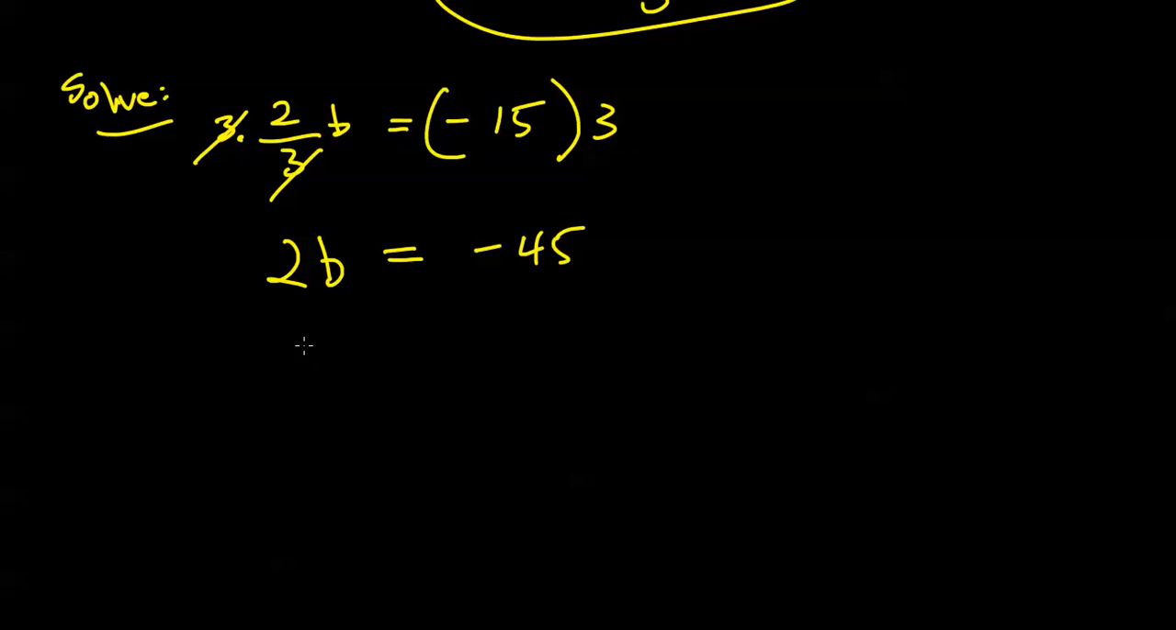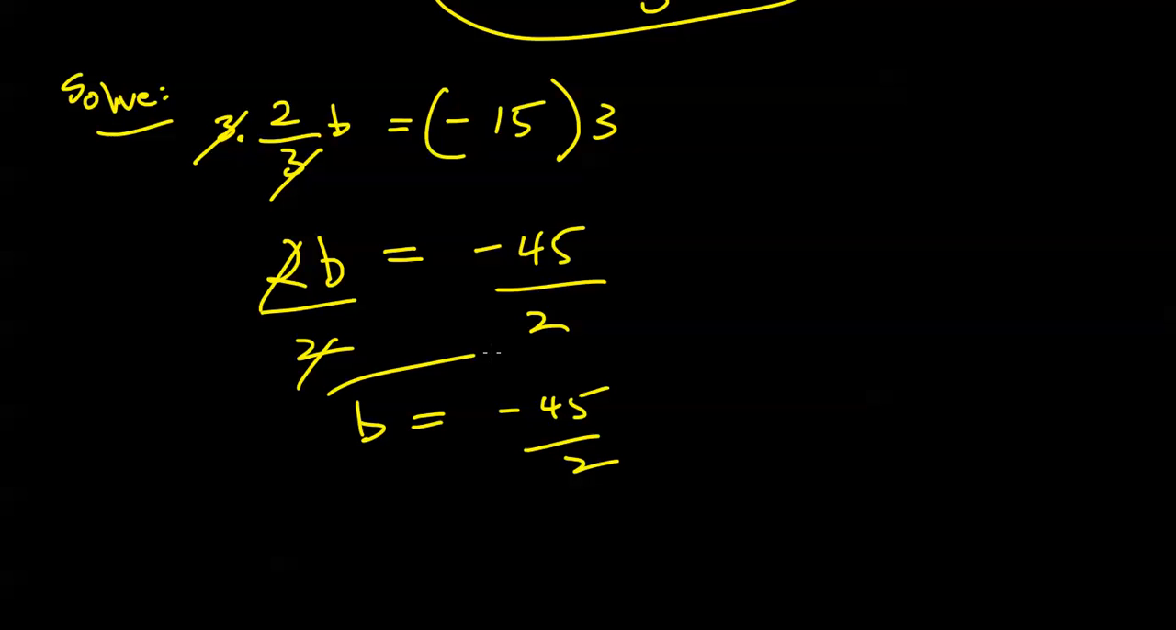And now to clean up b on the left-hand side, I would divide both sides by 2. 2's cancel on the left, and I get b equals minus 45 halves on the right. Now this is what I'd call the final answer here. It's completely simplified. Can't simplify it any further.